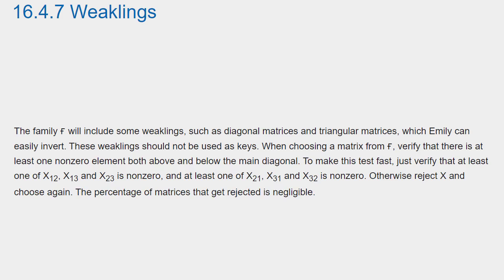To make this test fast, just verify that at least one of x12, x13 and x23 is non-zero, and at least one of x21, x31 and x32 is non-zero. Otherwise, reject x and choose again. The percentage of matrices that get rejected is negligible.